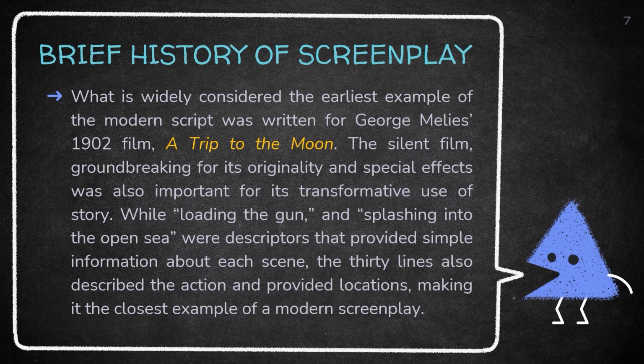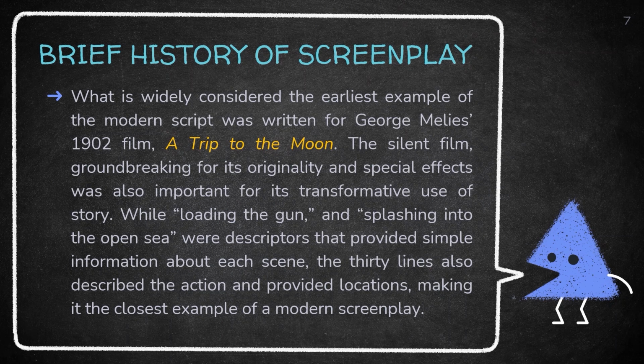in 1902, a film, A Trip to the Moon. The silent film, groundbreaking for its originality and special effects, was also important for its transformative use of story. Loading the gun and splashing into the open sea were descriptors that provide simple information about each scene. So as you can see, as we have defined screenplay, there are descriptors, there are distinguished lines on how actors or specific things inside the film should be, on what should happen.